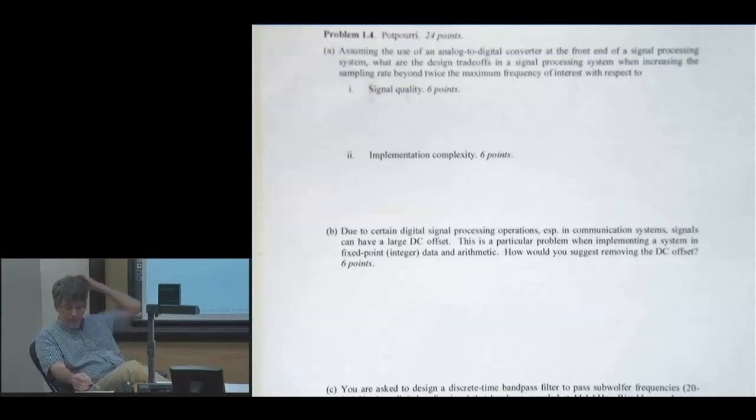So if I increase the sampling rate, the FIR filter order is going to go up because my transition band gets smaller. Right. The key.